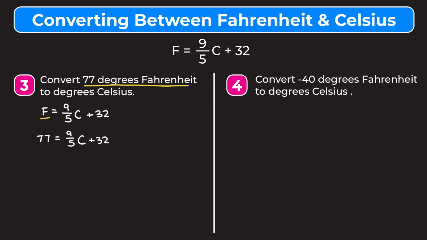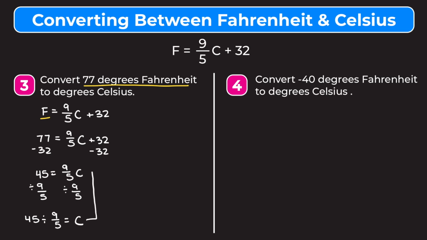And we're trying to isolate C. So first we want to subtract 32 from both sides of our equation. 77 minus 32 is going to give us 45 on the left. And on the right, we're left with 9/5 C. And now we have to get rid of this 9/5 that's being multiplied by C. So to do that, we need to divide both sides of our equation by 9/5. So we have 45 divided by 9/5 on the left, and on the right, anything divided by itself is 1, so we're left with 1C, which is just C. And now over here, we'll do this division.